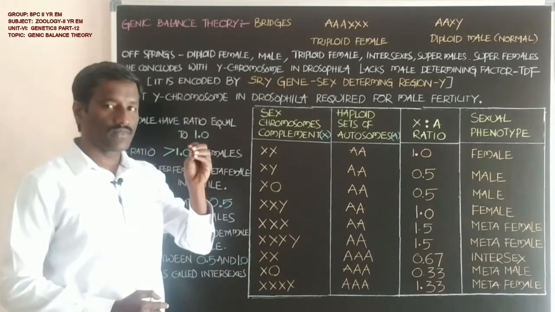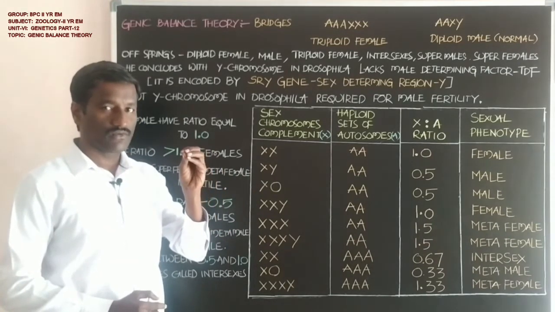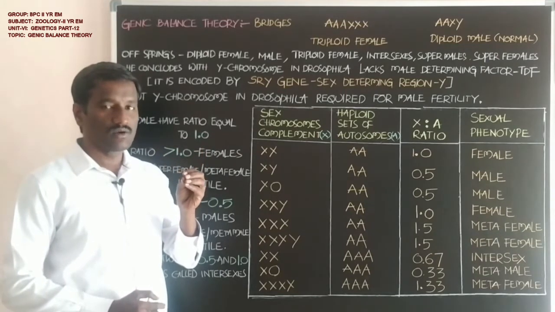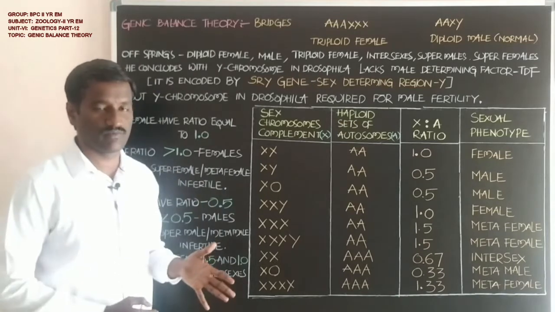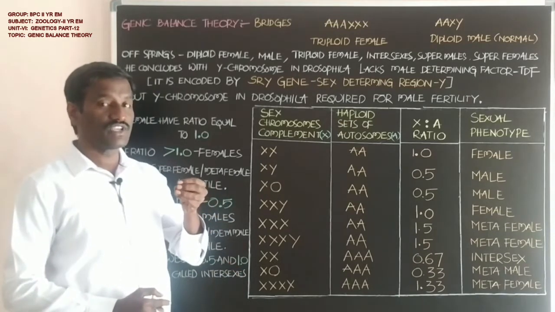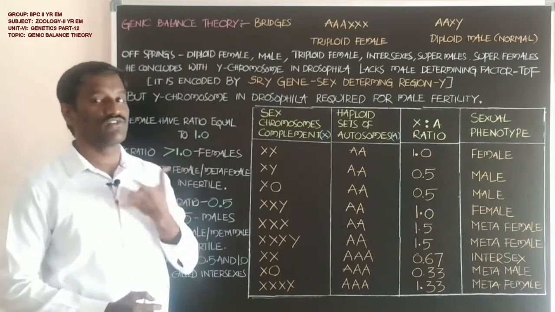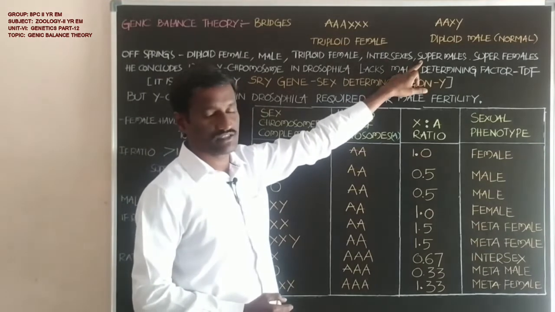Intersexes are the individuals, the Drosophila flies, that possess variations in sexual characteristics. Different types of sexual characters are available in these individuals, called intersexes. Supermales.